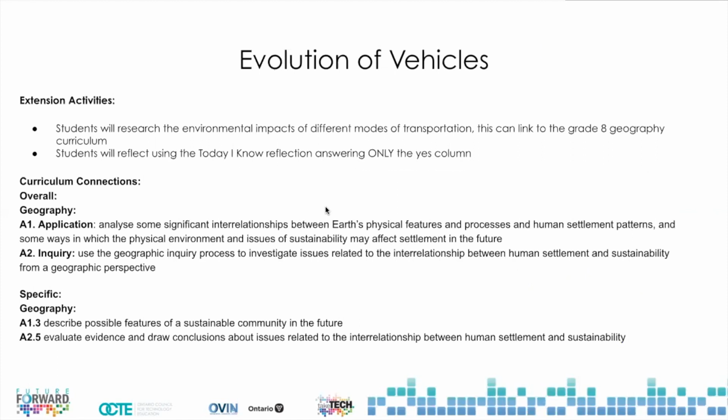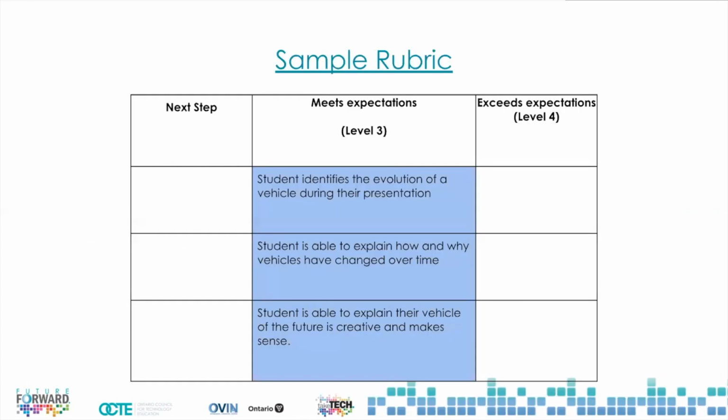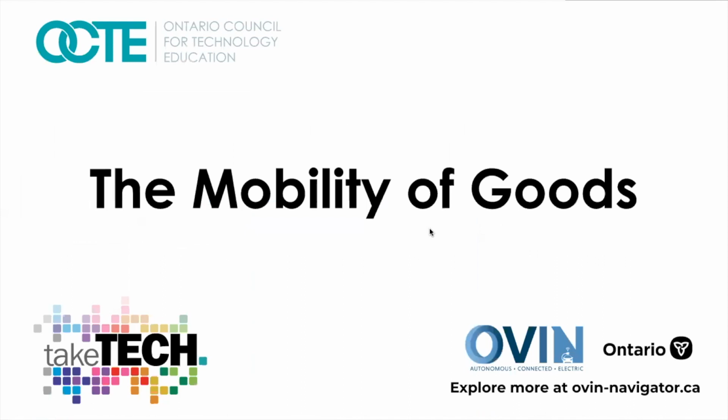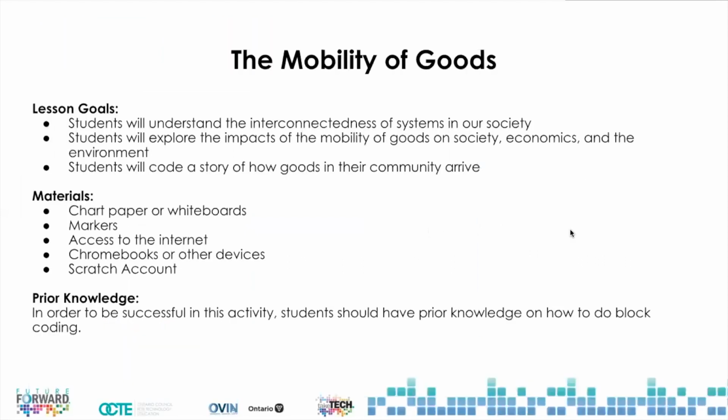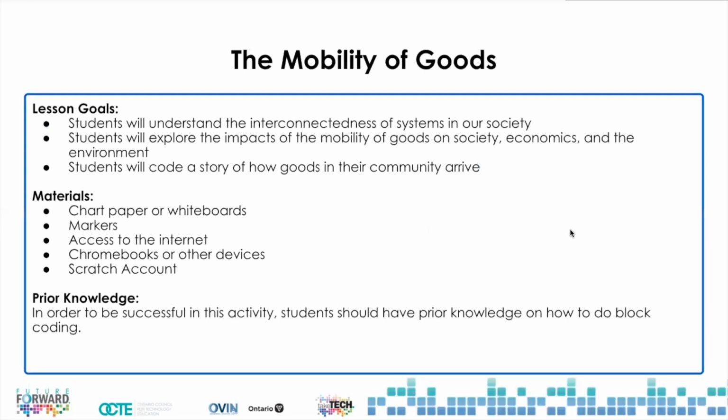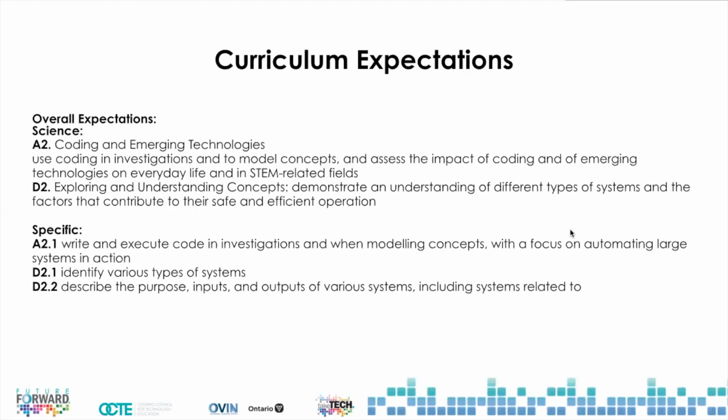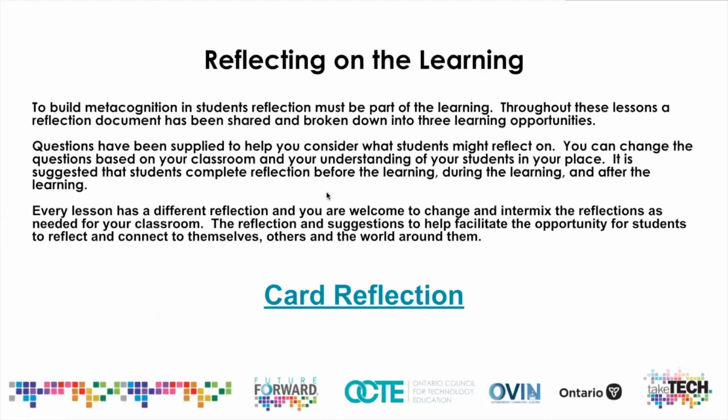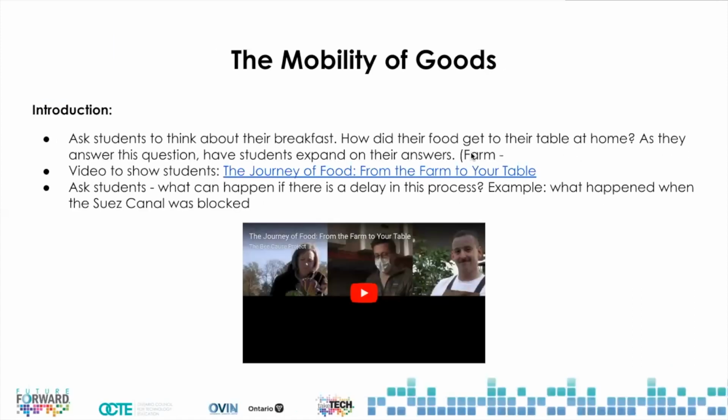Again, there's reflection tools and some extension activities, which can be talking about the environmental impacts of different modes of transportation. Sample rubric. The next lesson is focused on the mobility of goods. We have our lesson goals, materials, prior knowledge, curriculum expectations, and again, reflection tools.